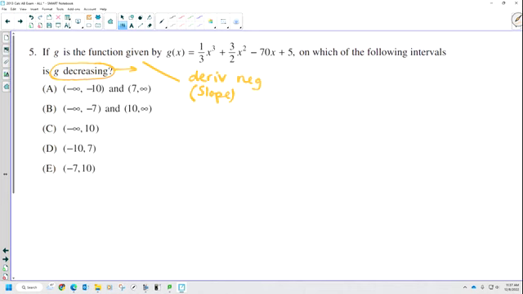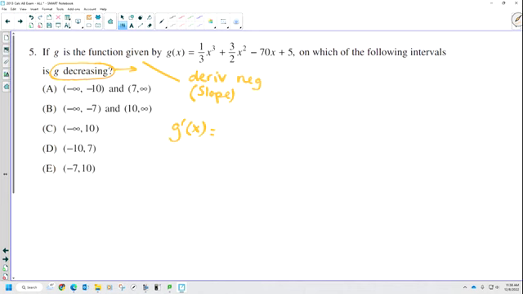Okay, so we need to find where the derivative is negative, and I'm going to use a number line for that. But in order to do that, I need to find where the derivative is equal to 0. So I need to find my critical points, and then I'm going to check everywhere that is not a critical point, because if it's not a critical point, it has to be either positive or negative, if that makes sense. All right, so first off, let's find the derivative of g.